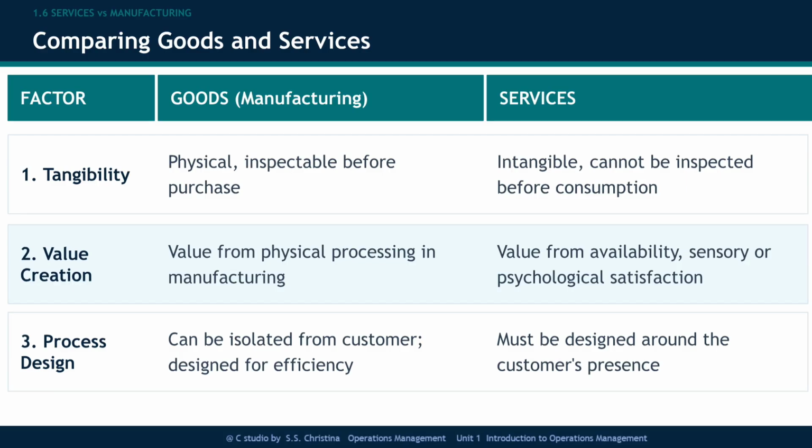Process design is also very different. In manufacturing, production can usually take place without the customer being present. Factories are designed to maximize efficiency, speed, and consistency. In services, the customer is often part of the process. A hospital, restaurant, or bank must design its operations around customer interaction, waiting times, communication, and service quality.